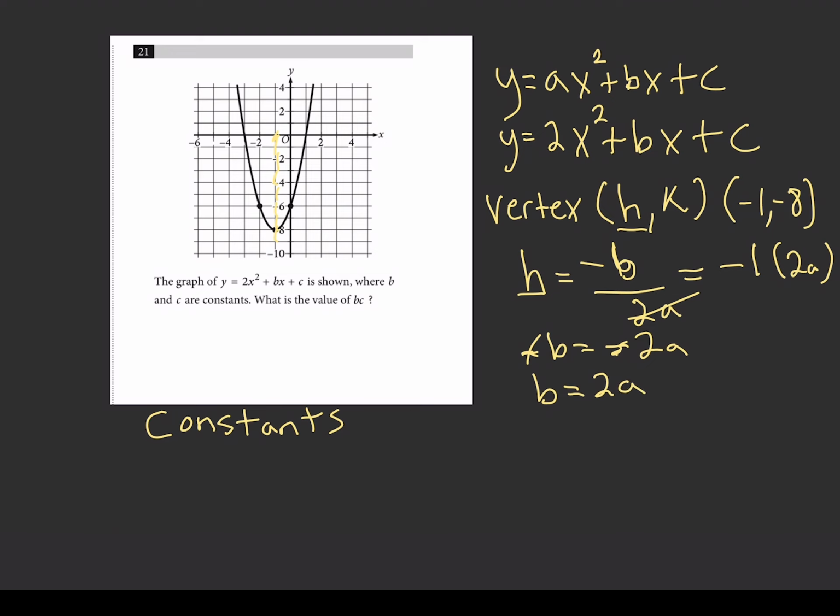Well, we know what a is, right? A is the 2 right here. So we can multiply that 2 times the a, which is 2. 2 times 2, we get 4. Okay, so we know that b is equal to 4. C.